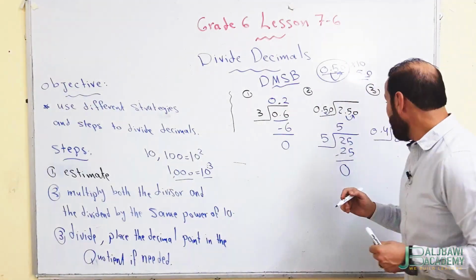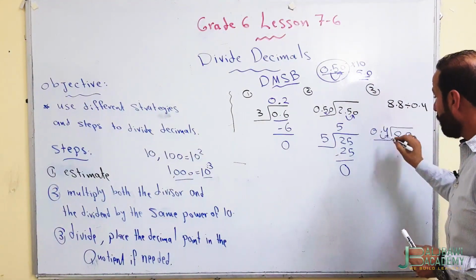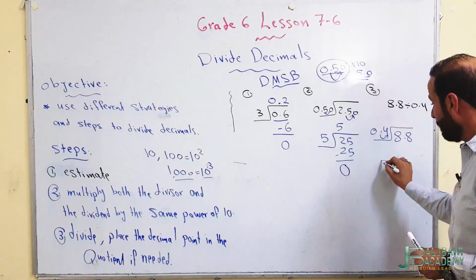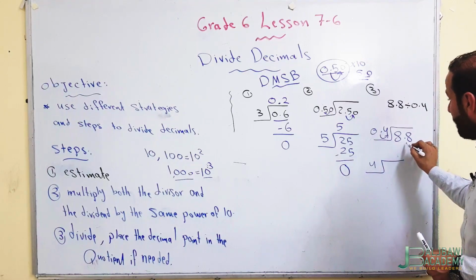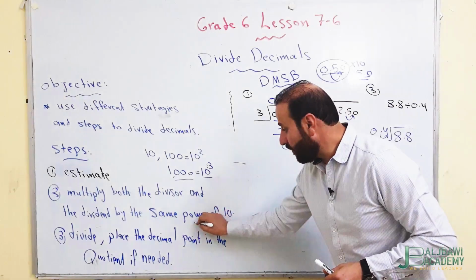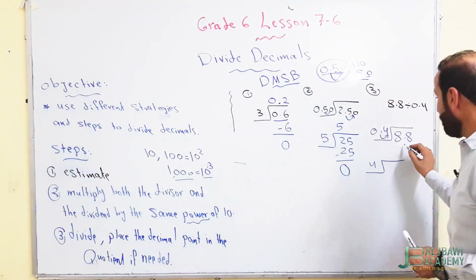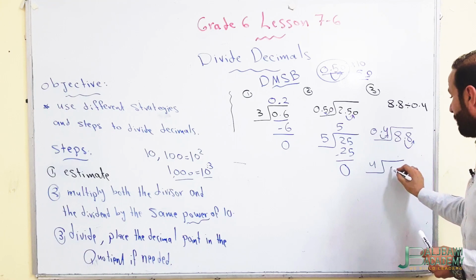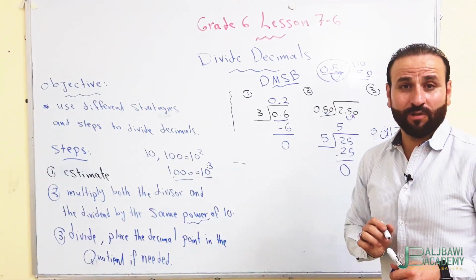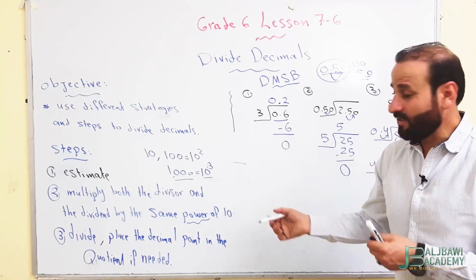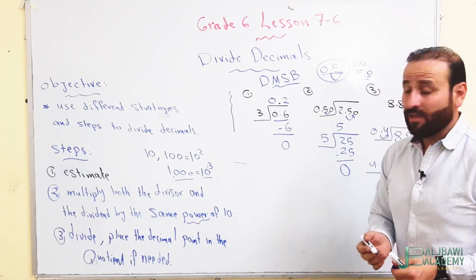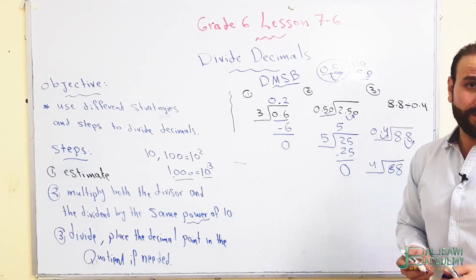So we have one decimal place. We need to multiply it by 10 to make it what? 4. And here the same, we multiply the divisor and the dividend by the same power of 10. So the dividend will be multiplied by 10, it becomes 88. Now we divide as we divide whole numbers. They are whole numbers now. Now divide, place the decimal point in the quotient if needed, but we don't have a decimal point here.